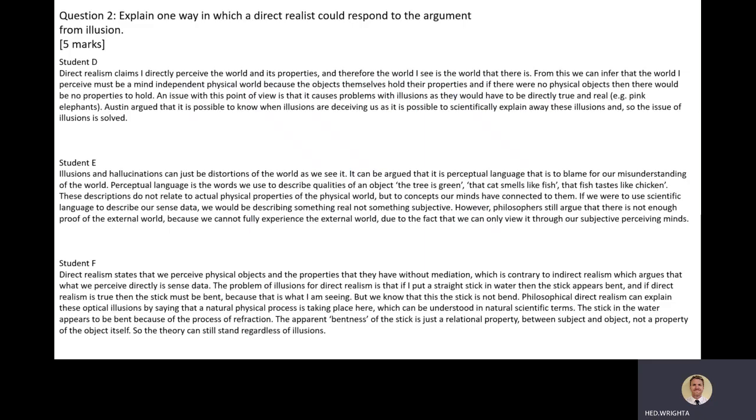So I'm going to read this out. Again, I want you to be thinking about, as I'm reading them out, what marks would you give? The question is: explain one way in which a direct realist could respond to the argument from illusion.